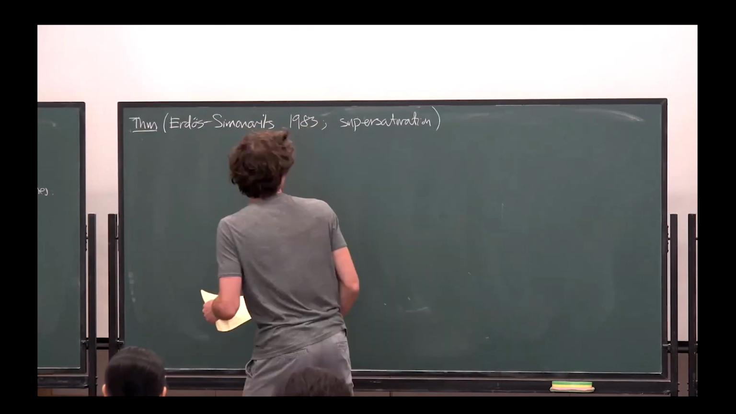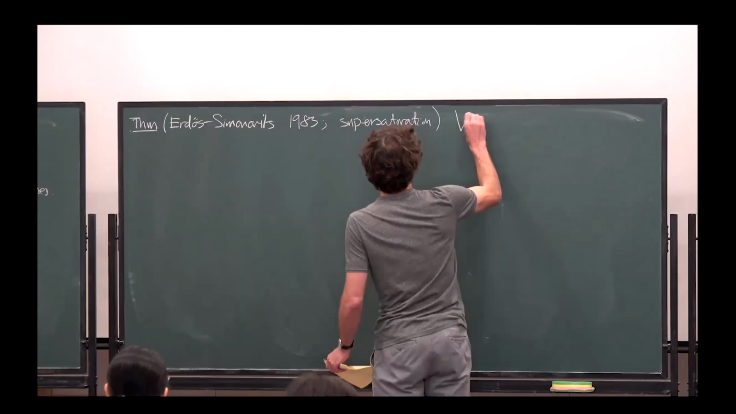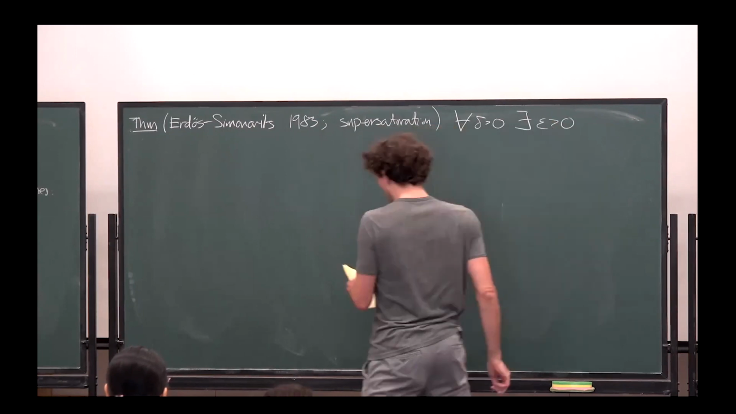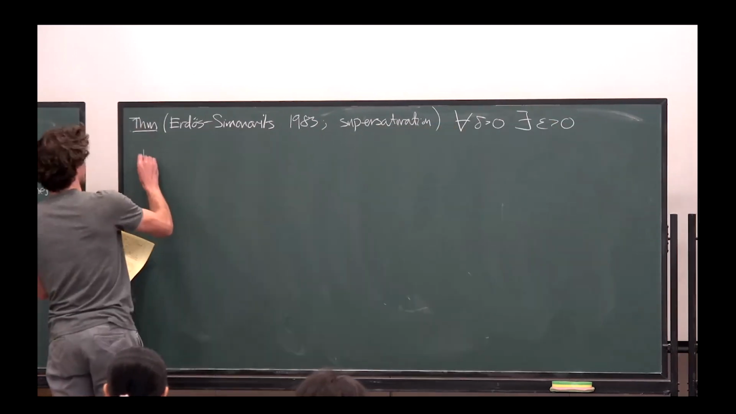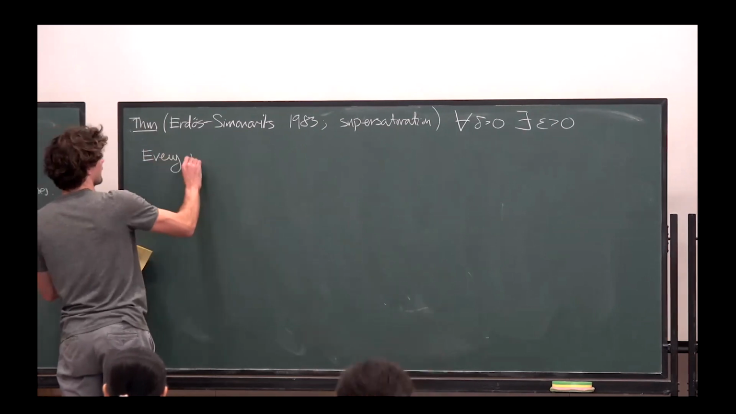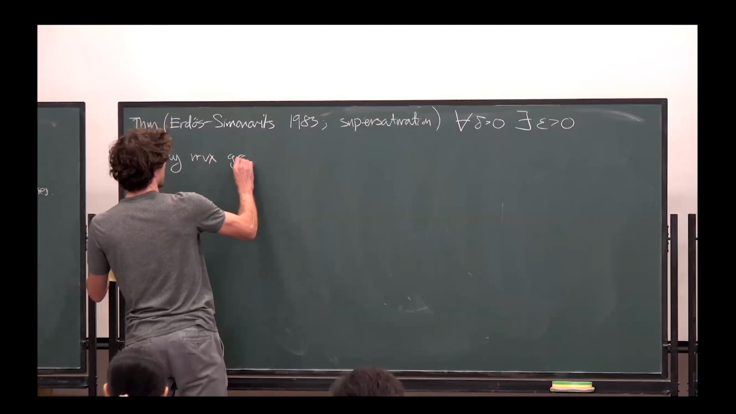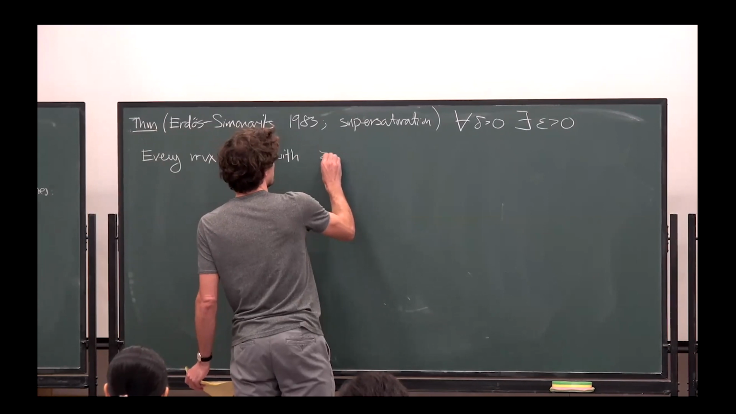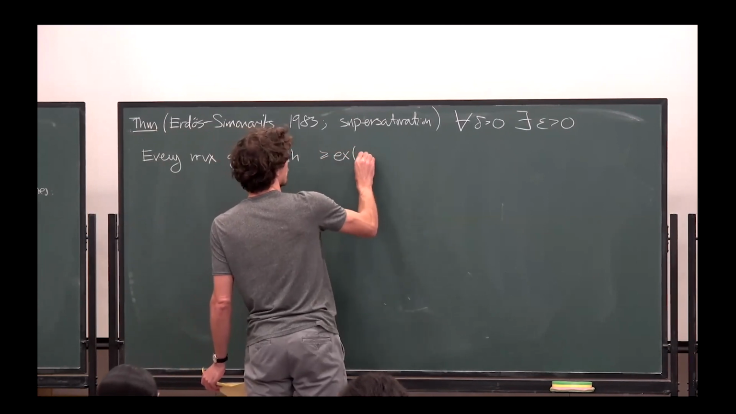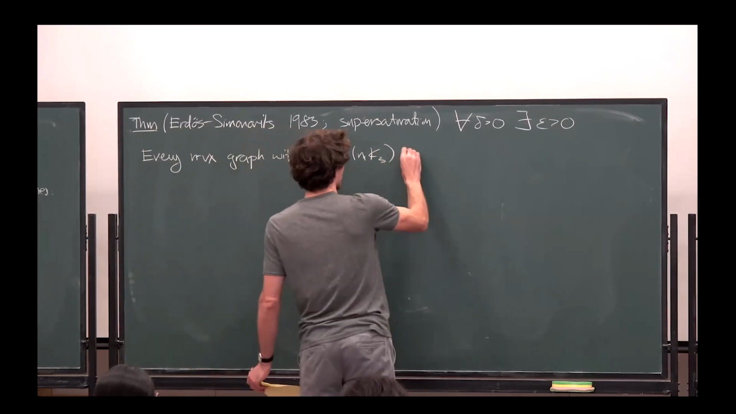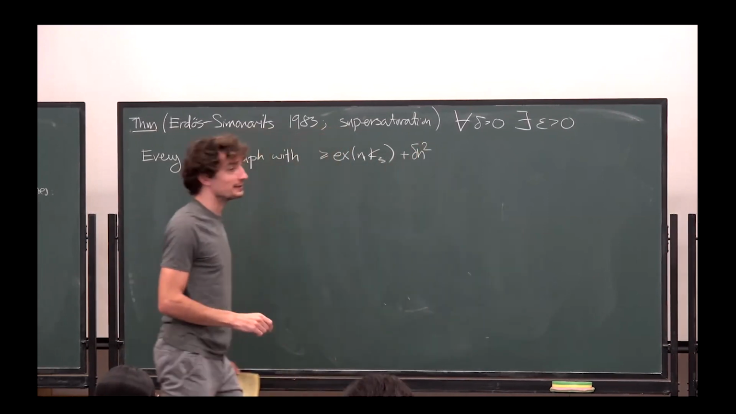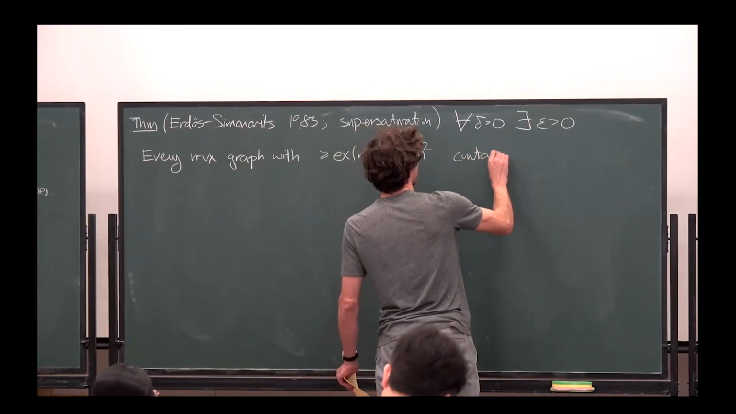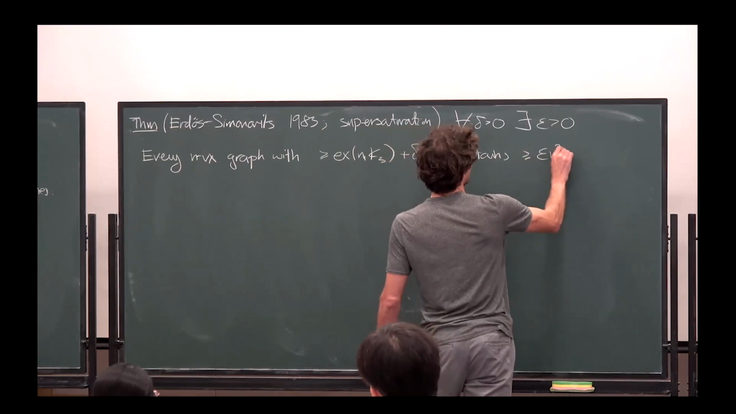It says the following: for every positive delta, there exists a positive epsilon such that every n-vertex graph whose number of edges exceeds the largest number of edges in a triangle-free graph by an additive delta n squared must contain at least epsilon n³ triangles.